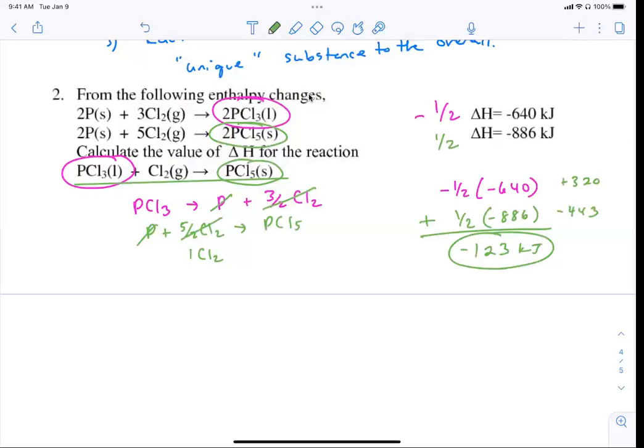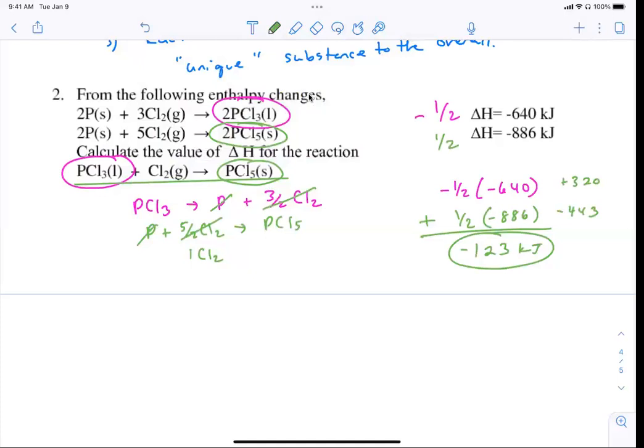When I say state symbols matter, I mean if you're trying to cancel out a substance, they both have to be the same state symbol. So like here, all the P's are solid, so they can cancel out. All the Cl2's are gases, so they can cancel out. Then you have to have another reaction somewhere in there that allows you to change them. So if you see a liquid and a solid you're trying to cancel out and you can't, well then there's some other reaction in the problem, like solid to liquid, that you use to get that.